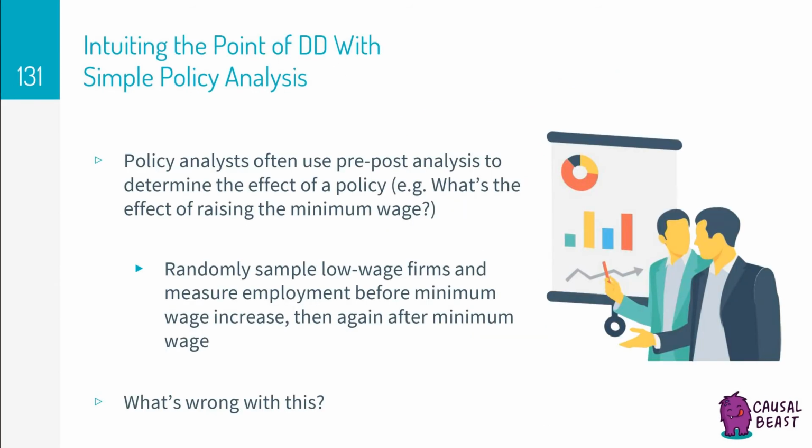Policy analysts often use what's called a pre-post analysis to determine the effect of a new law. For example, the state of New Jersey would like to quantify the impact of a new minimum wage law on unemployment rates. And so they might simply sample some low-wage firms like fast food restaurants that would be affected by the minimum wage law, and measure employment before the minimum wage increases, and then at some point again after minimum wage increases. This is the gist of a pre-post analysis.